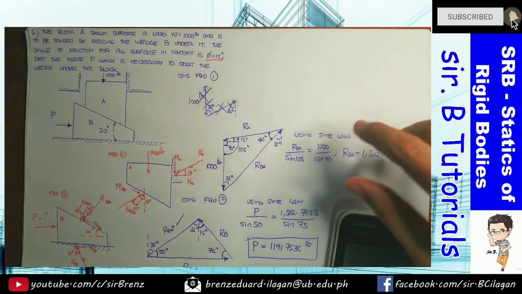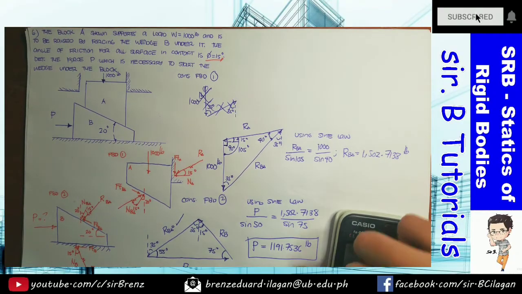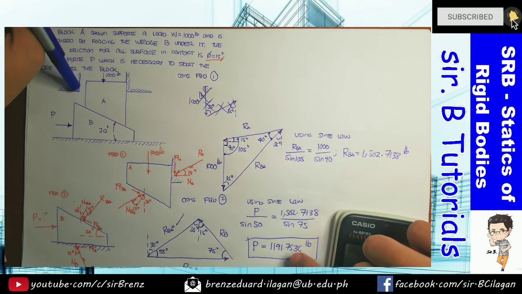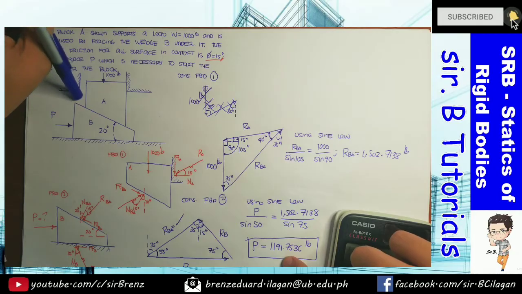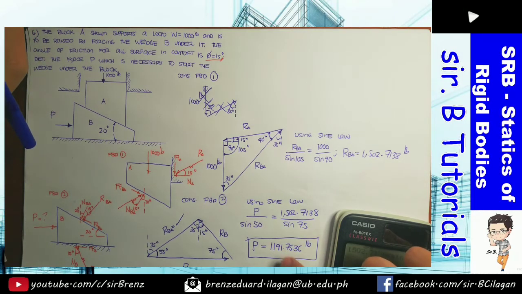So let's just check yung sagot sa libro. Okay, so ang sagot dito is 1192. So again, this is just a matter of rounding off since sa libro parang hindi nga siya gumamit ng decimal place, but this is the correct answer, 1191.7536.